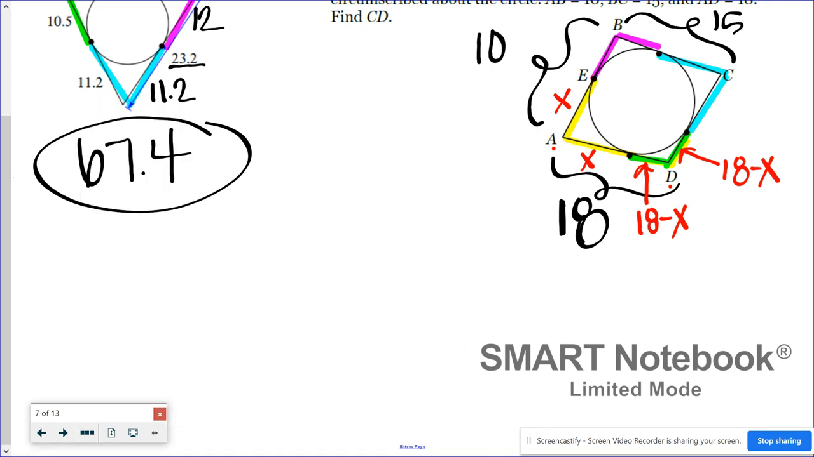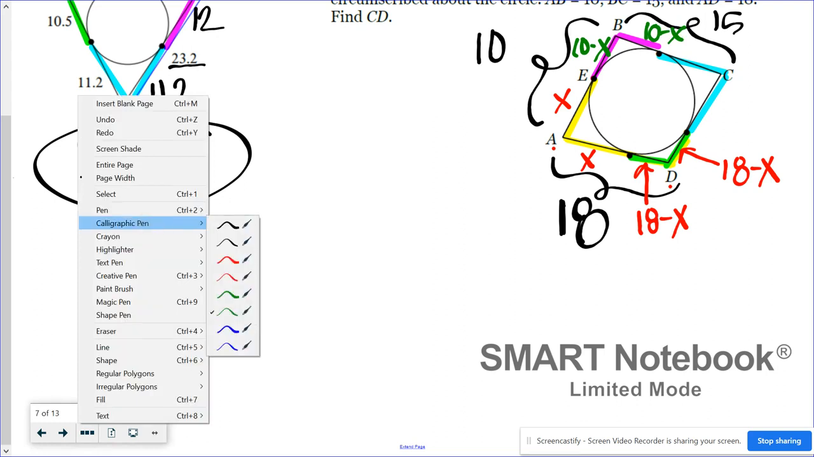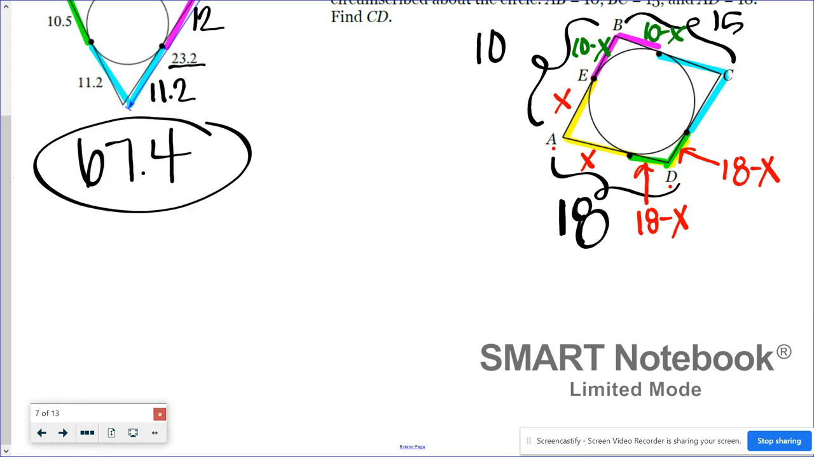So segment EB would be the whole side, which is 10, minus what we know, which is X. Both purple segments are going to be that. When it comes to my blue segments, the whole side is 15, so for my two blue segments, I have to subtract the part I know, which is 10 minus X. And those are both blue segments.